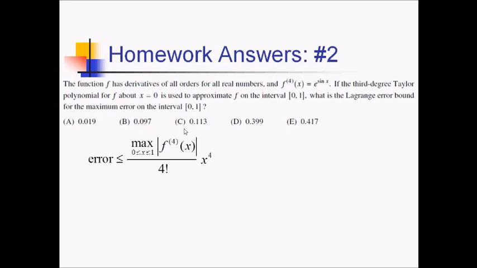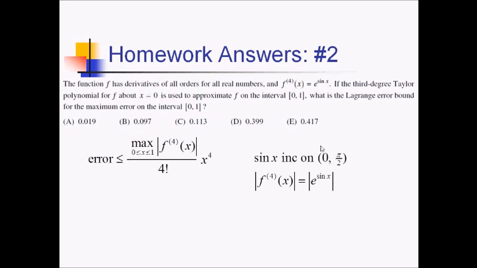Now, they already gave us the fourth derivative right up here. They just told us, hey, it's e to the sine of x. So we're trying to maximize then the absolute value of e to the sine of x. Now, the key on this one is realizing that sine is really controlling how big this thing grows, and sine itself is increasing on this interval from 0 to 1.